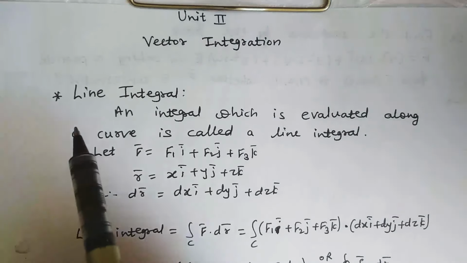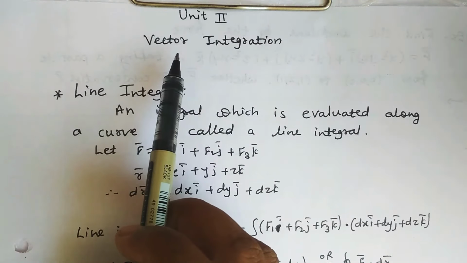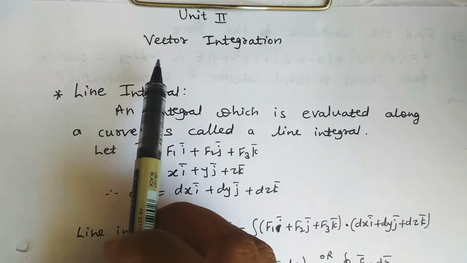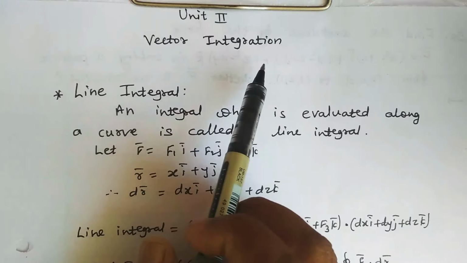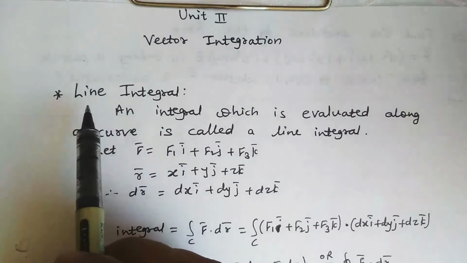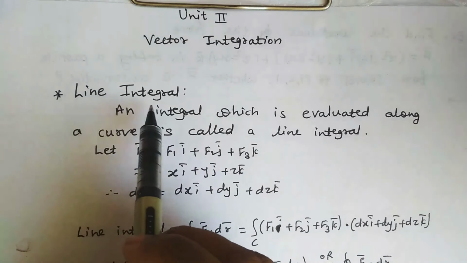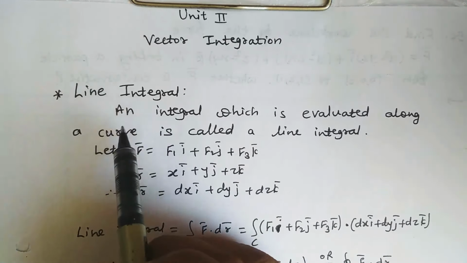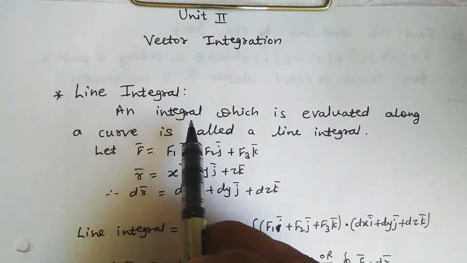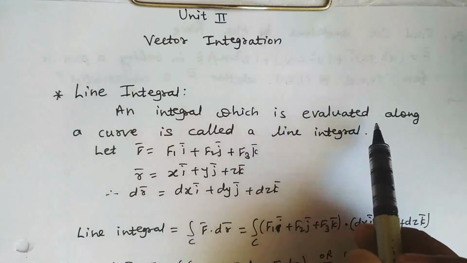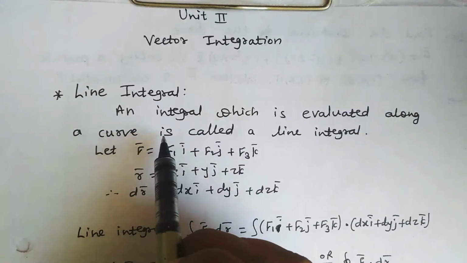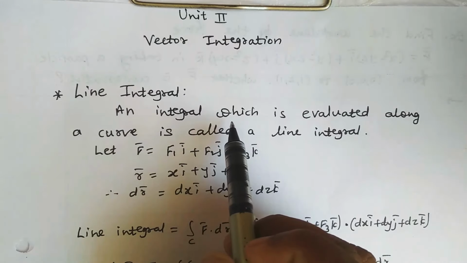So, unit number 2 we started in the last lecture. Unit number 2 is vector integration. So, the first concept is a line integral. What is line integral? An integral which is evaluated along a curve is called a line integral.